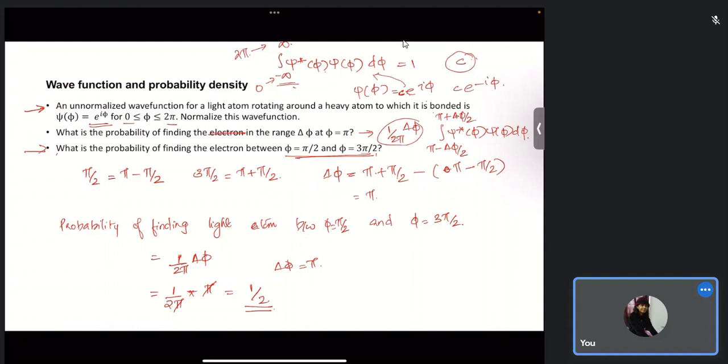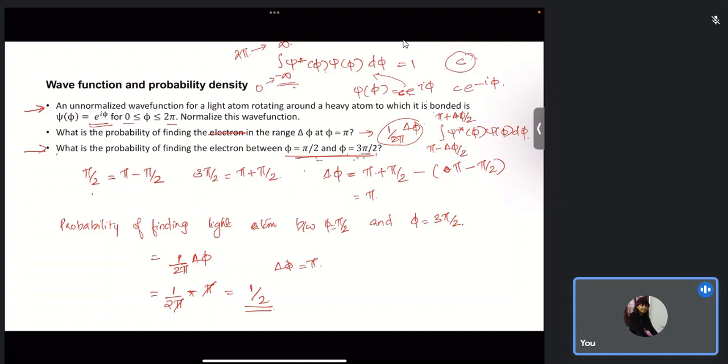delta phi. So the third problem is sort of an extension of the second one, where they have given a particular range: phi is between pi by 2 and 3 pi by 2. What is the probability of finding the particle?